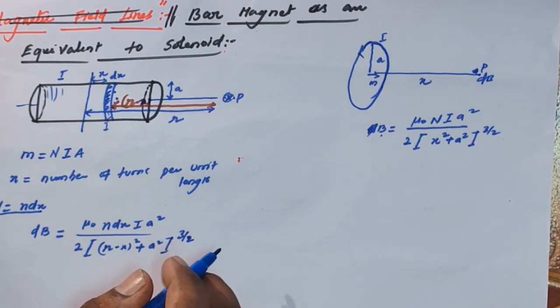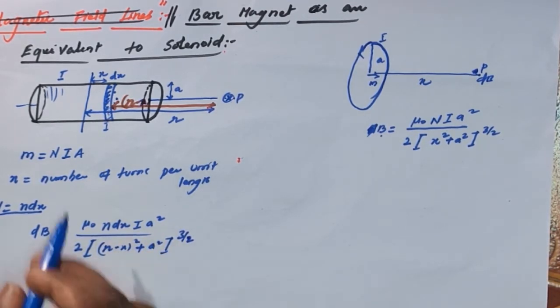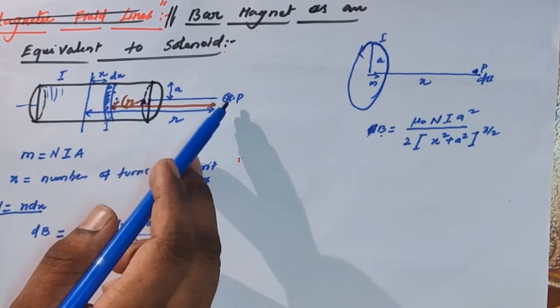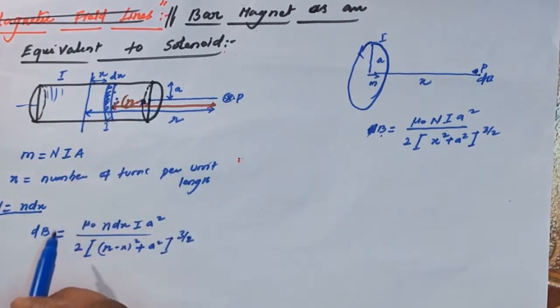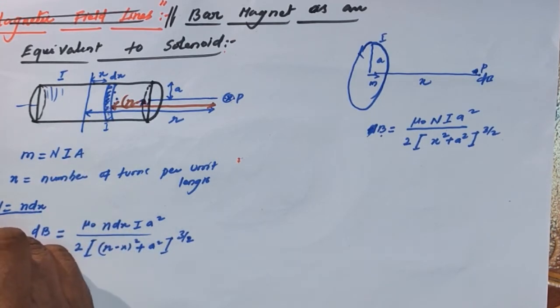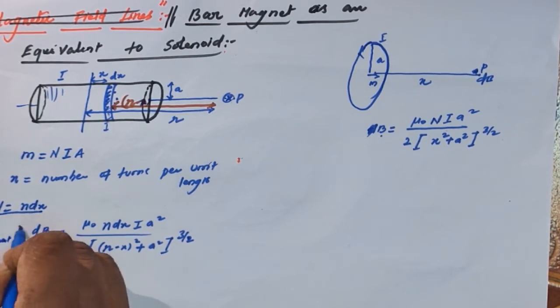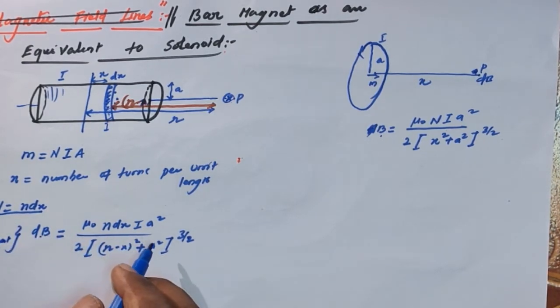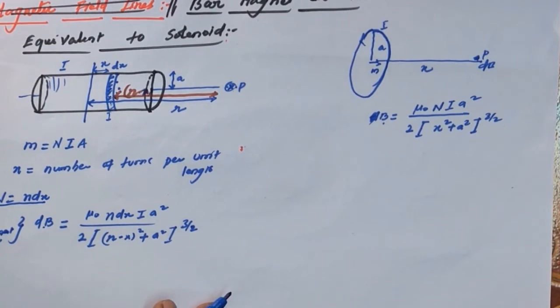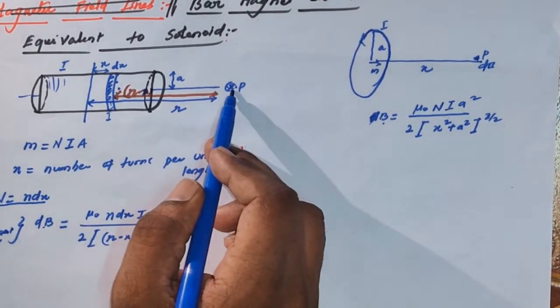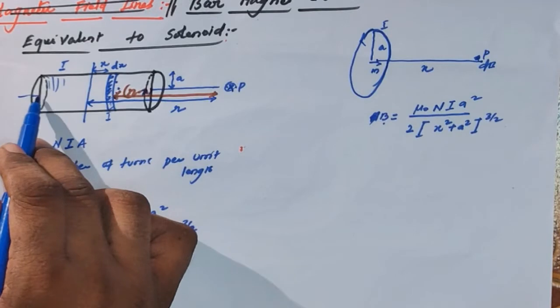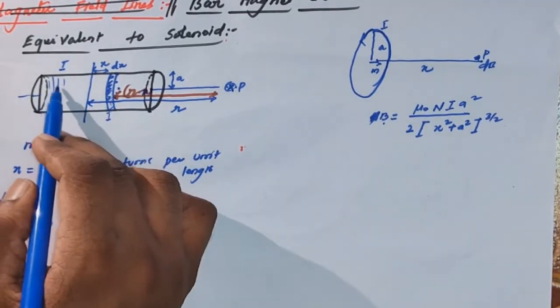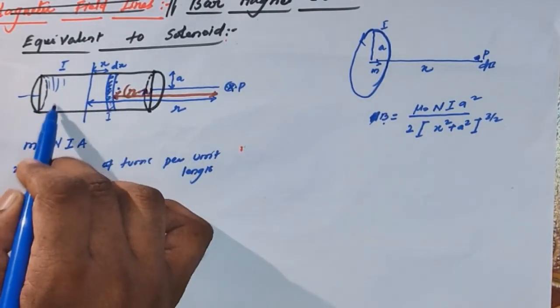So now we have the expression for the magnetic field at a point P due to this small element dx. So due to the dx element, the magnetic field dB, we have this expression. Now what we are going to do is evaluate the magnetic field at a point P due to the whole solenoid, the total current carrying solenoid.